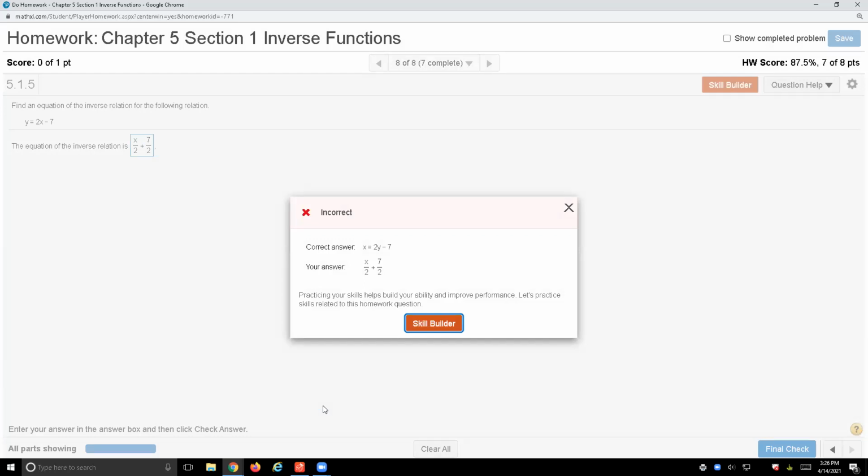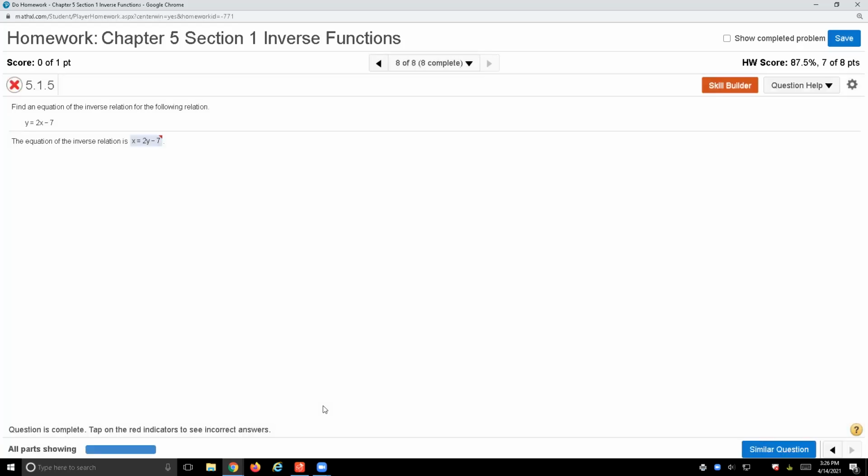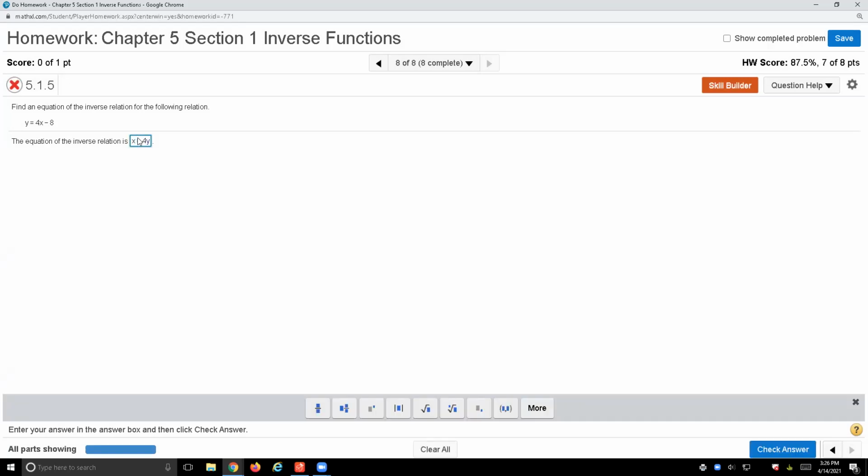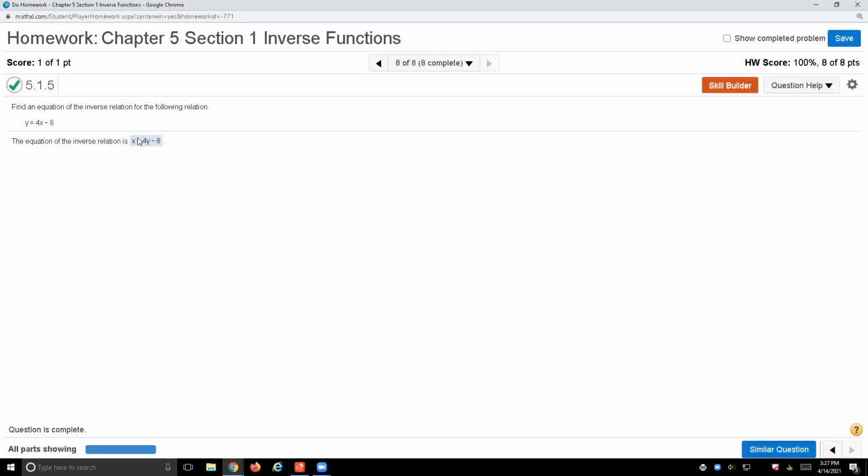That's not the equation. Well, no, okay, all they want here is the first step, just switch x and y. That's all they wanted, but that's not really the inverse. So like for this one, all they want is x equals 4y minus 8. Oh, yep, that's it. That's frustrating. So it just wants the equation of the inverse relation, not the inverse equation.